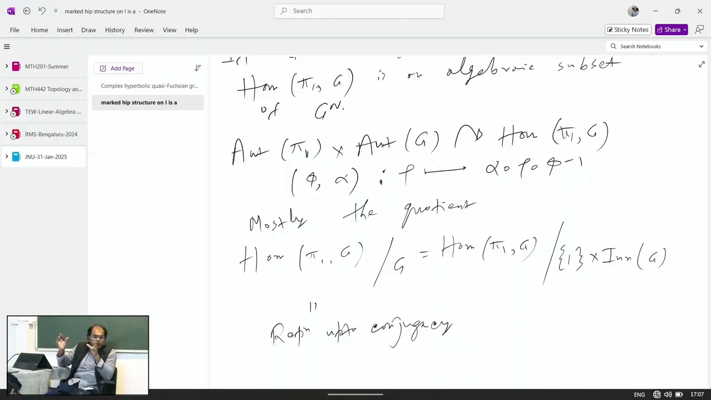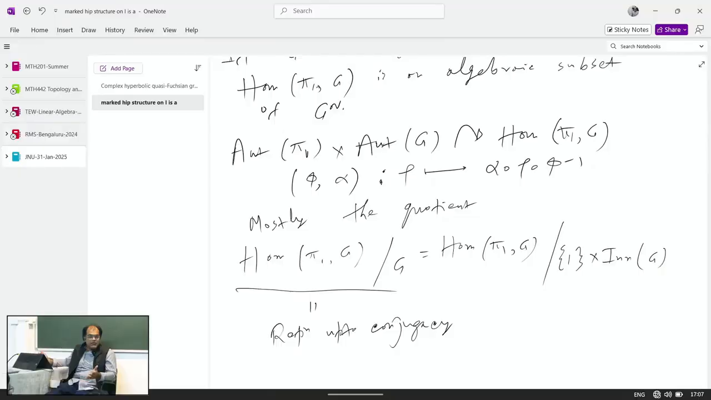So, when you take inner automorphism, it is just the conjugation action. It means you take the conjugation action of G on this representation space and you consider the conjugation orbits of all these representations. So, that is this space. This space is of much interest, and depending on the Lie group G, the understanding of this space changes.